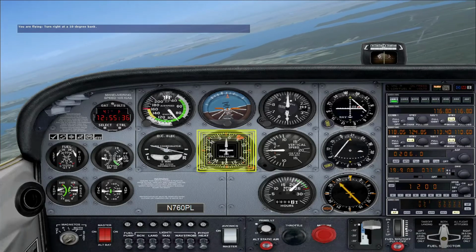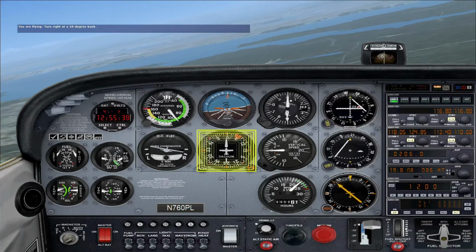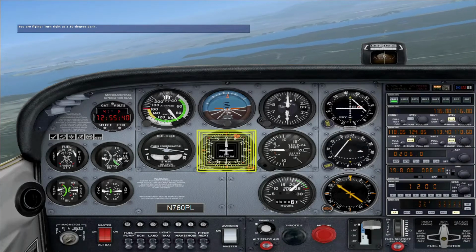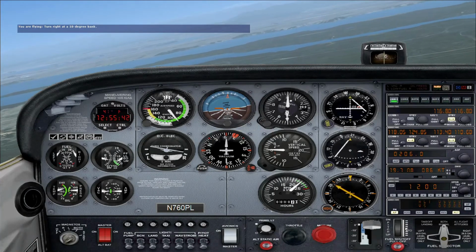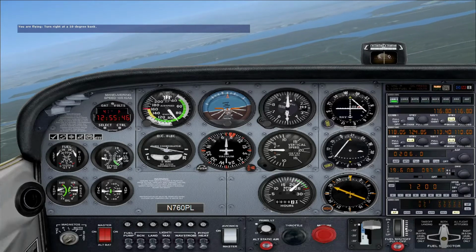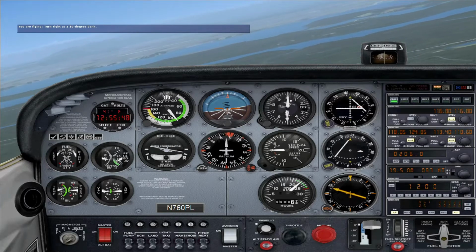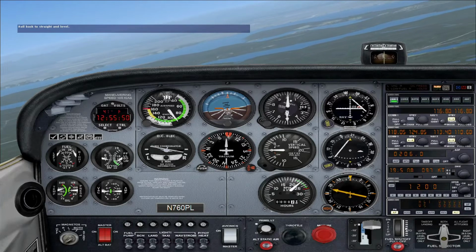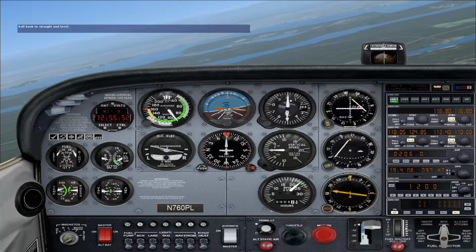Notice how the heading changes. The bank angle determines the rate of turn. A small bank angle gives us a small turn rate. A large bank angle gives us a larger turn rate. Bank the wings less. Let's roll back into straight and level flight.